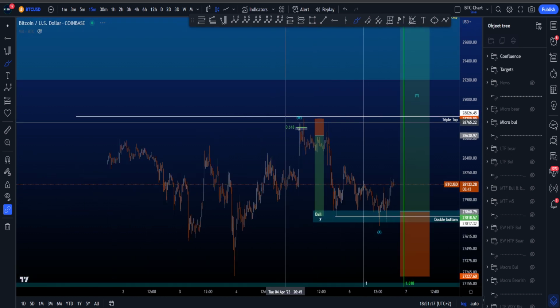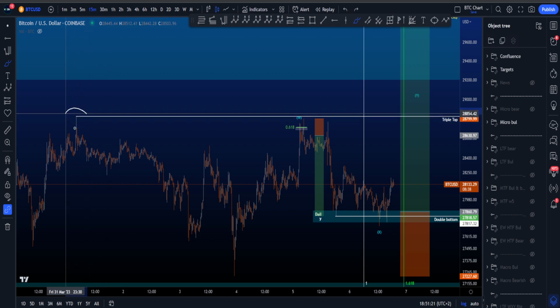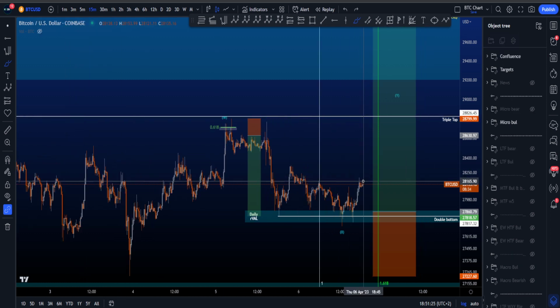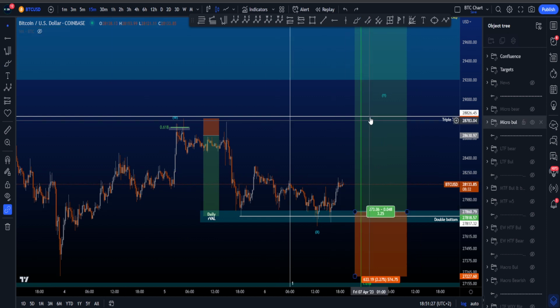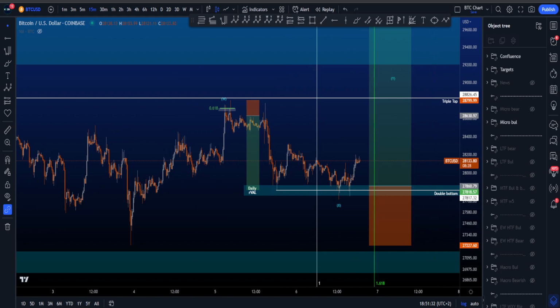Also important is that we have a triple top at 28.8K. We have a double top over here and this high, and that is just a magnet for price, in my opinion, to at least go to the upside. Are we going to see upside right now? Of course, we will have to wait and see, but this scenario so far looks pretty good.